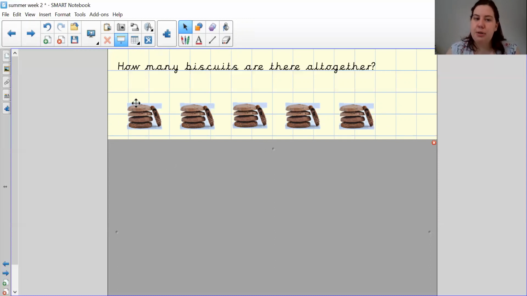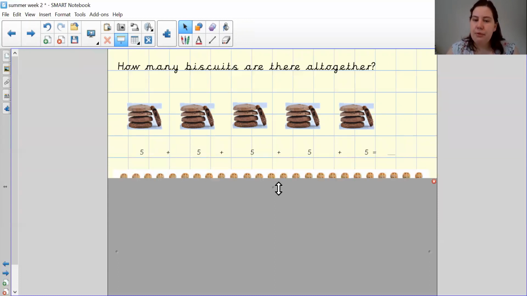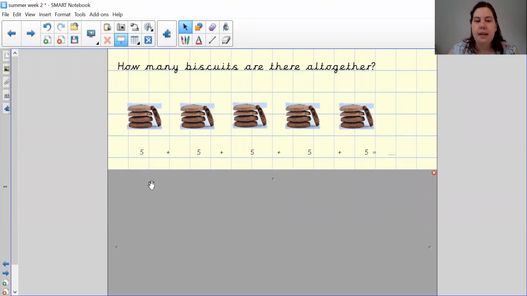Let's find out how much is in one group first. 1, 2, 3, 4, 5. Well done. So there are 5 in every group. Underneath, I have written my repeated addition sentence: 5 plus 5 plus 5 plus 5 plus 5. I haven't written the answer yet because I want you to do that at home.